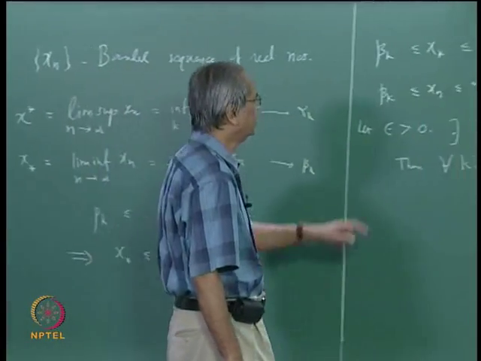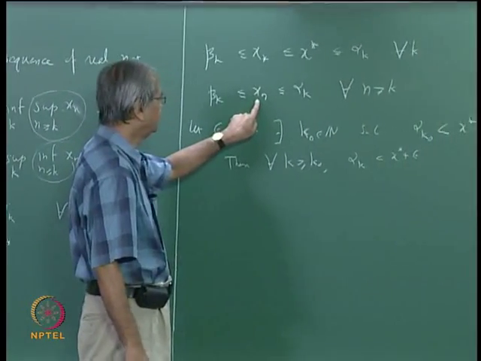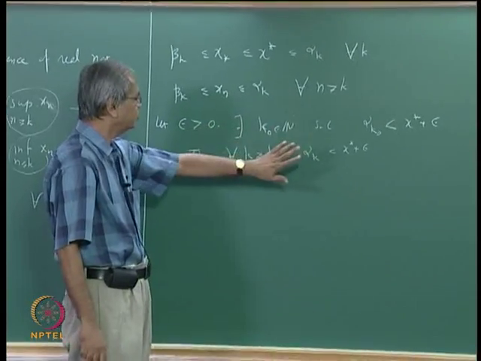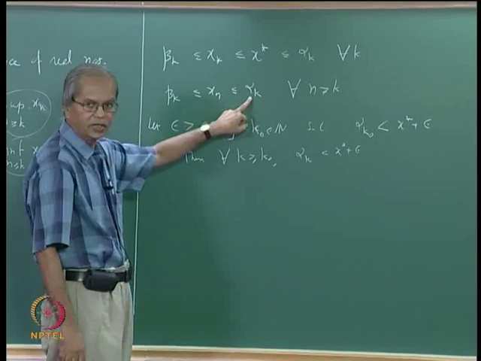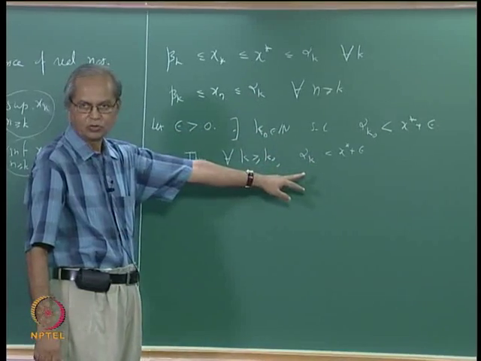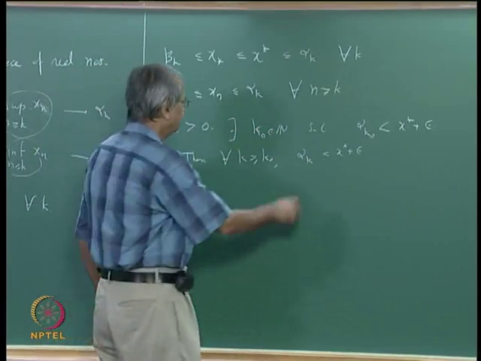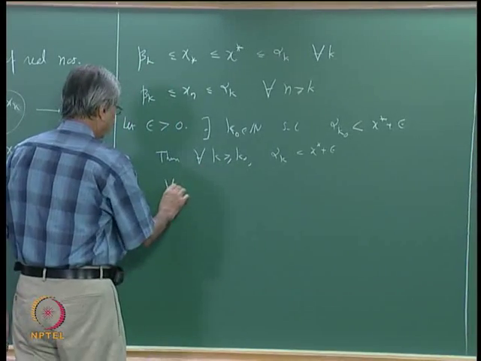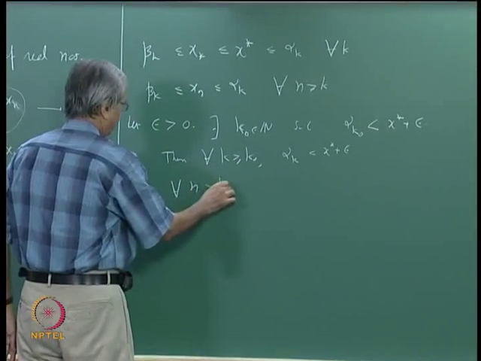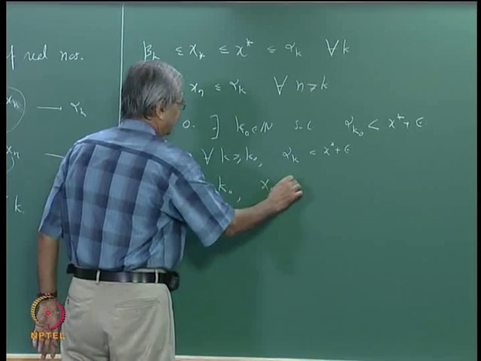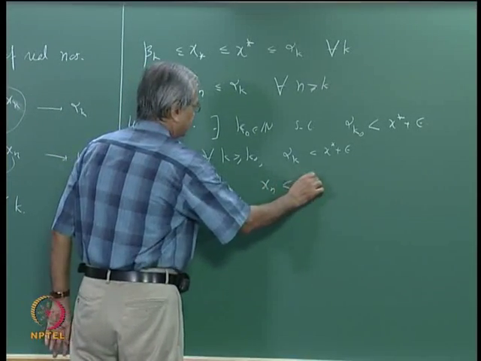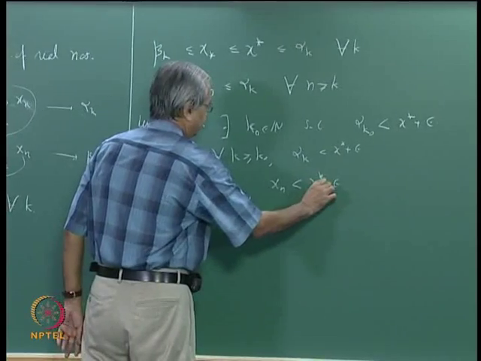But again remember this, for n bigger than or equal to any k, xn is less than or equal to alpha k, and alpha k is less than x star plus epsilon. So using this we can say that for all n bigger than or equal to k naught, in fact this is what I wanted to have, xn is less than x star plus epsilon.